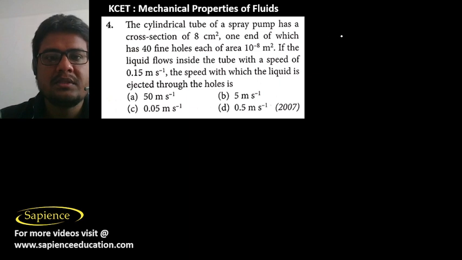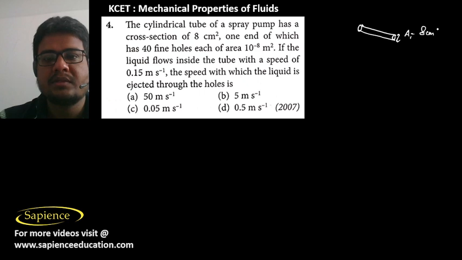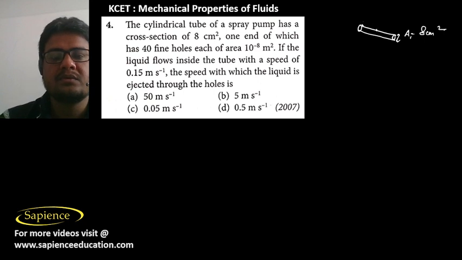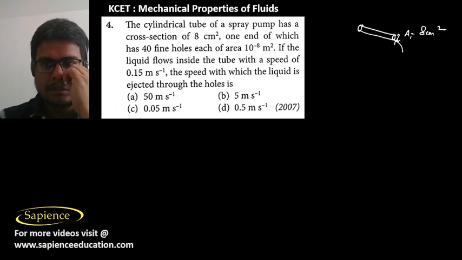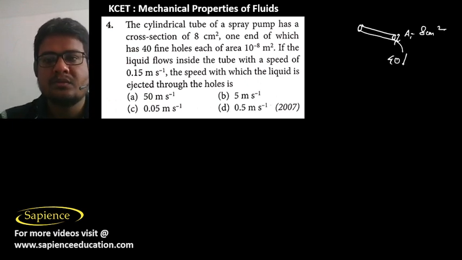Then it is told the cylindrical tube of a spray pump has cross section 8 cm². The cylindrical tube of a spray pump has an area of cross-section A1, that is 8 cm². One end of which has 40 fine holes, each having area of cross-section small a.